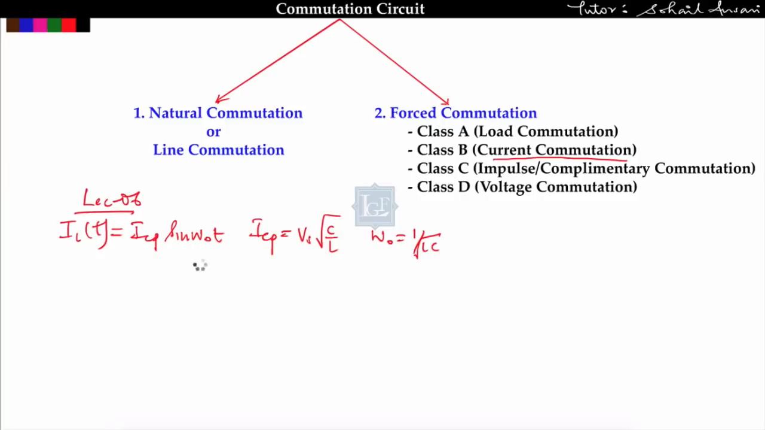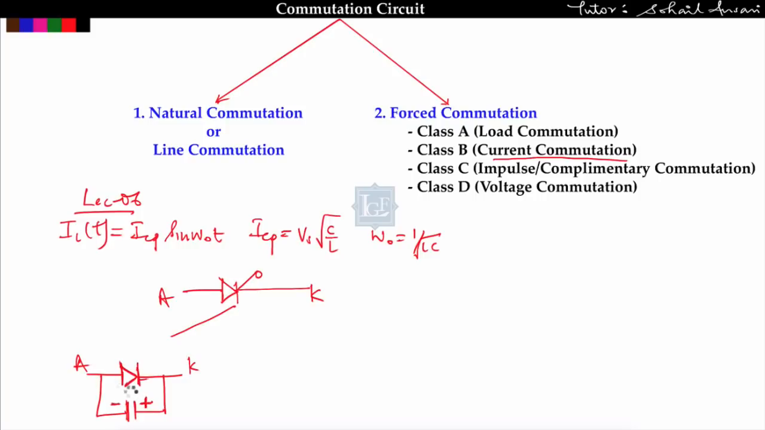Now we know that we can turn on the SCR by supplying gate current, but to turn off the SCR there are two methods. The first method is to make the voltage polarity across the SCR negative, with this as anode and this as cathode. Suppose I connect the capacitor such that the voltage across it is like this, then the SCR will be in the turn off state because it goes into the reverse blocking mode. Negative is connected with anode and positive with cathode, so the SCR will turn off.